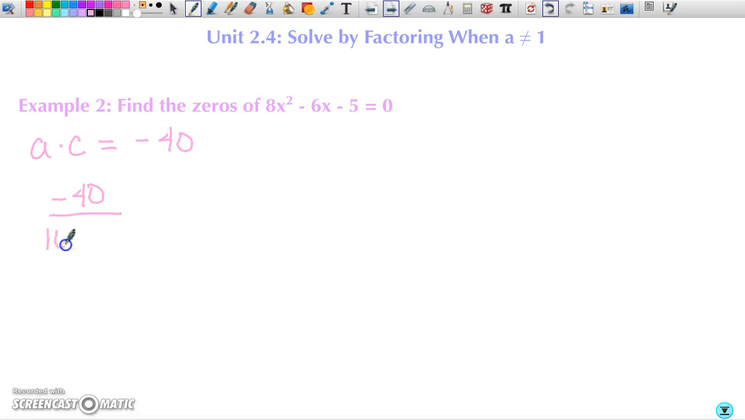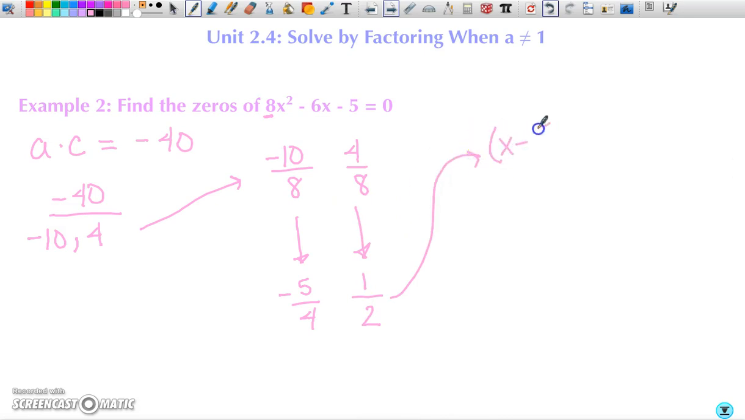One thing that comes to mind for me right away is 10 and 4. But we needed to give a negative 40. So what if I did a negative 10 and a positive 4? Well, when we add those together, we actually get our b term of a negative 6. So right off the bat, I've got the two numbers that we need. So take your negative 10 and 4 and divide them, remember, by your a term. So divide each one by 8. Simplify if you can, which in this case, all we can do is divide each of these by 2. And then over here, they both are divisible by 4. Write your new factors. So we're going to write out our factors of x minus 5/4 and x plus 1/2.